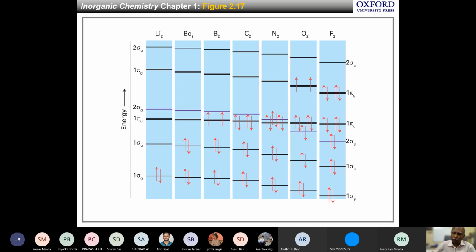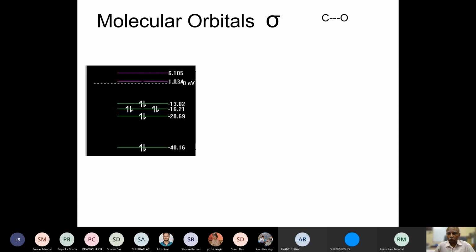So this figure is also important for you to understand. I would like you to brush up your homonuclear diatomics. We are going to discuss dinitrogen, which is of course isoelectronic with carbon monoxide. So I would like you to go ahead and go through this figure and also the accompanying explanation in chapter 1 of Shriver, Atkins, and Langford. So that talks about homonuclear diatomics.